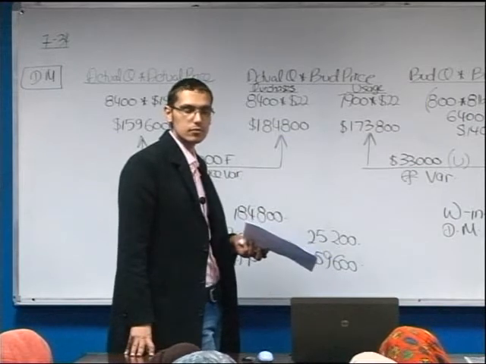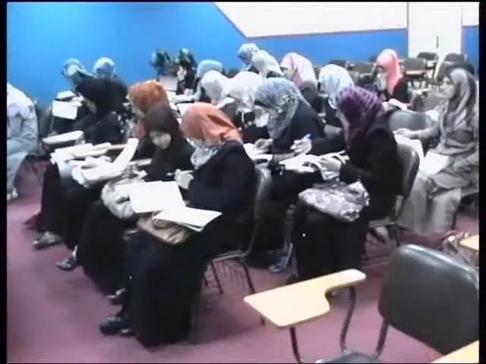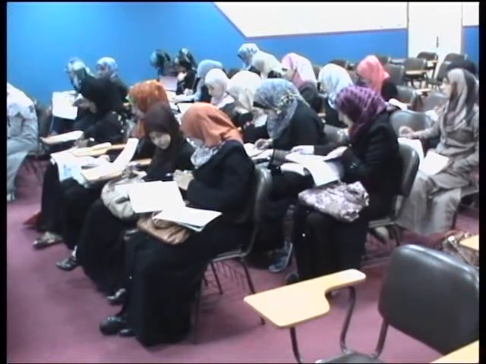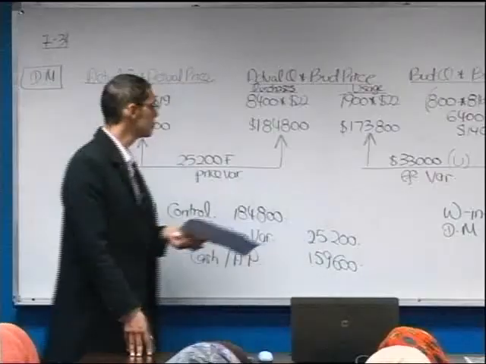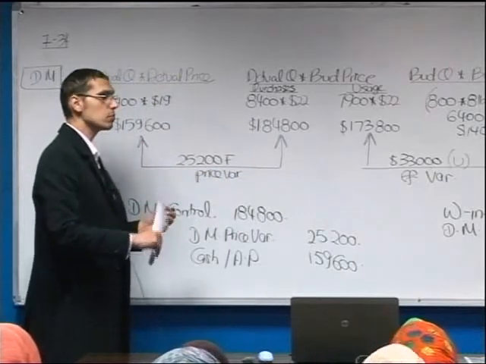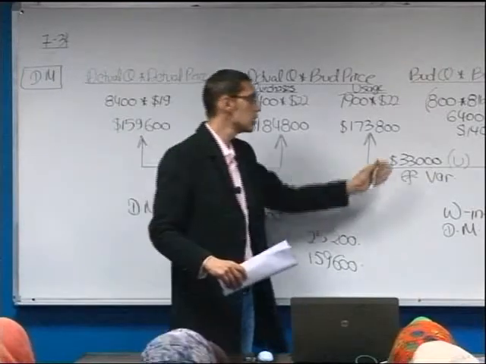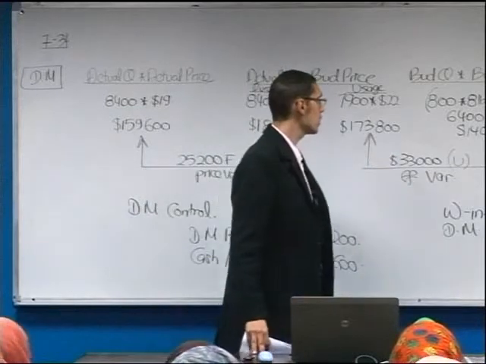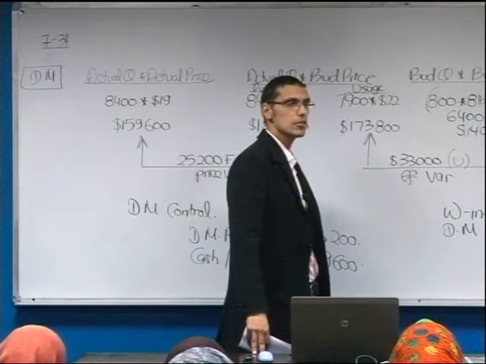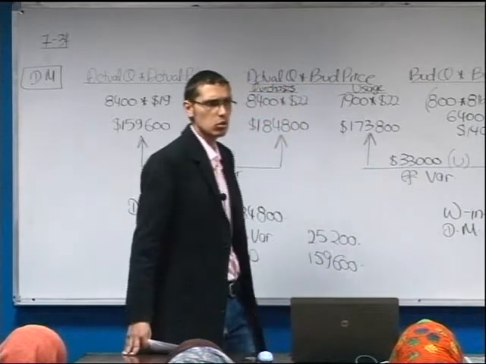What factors can explain the variances identified in requirement 1? Could any other variances be affected? Therefore, what are the reasons for this 25,200 favorable price variance, and what is the reason for the 33,000 unfavorable efficiency variance? What do you think are the reasons here, or the causes?